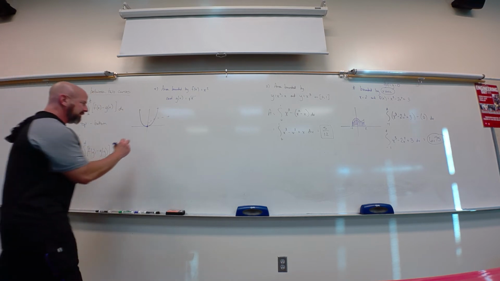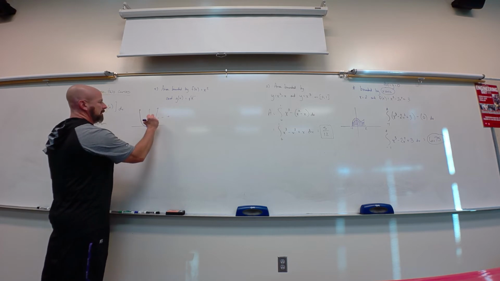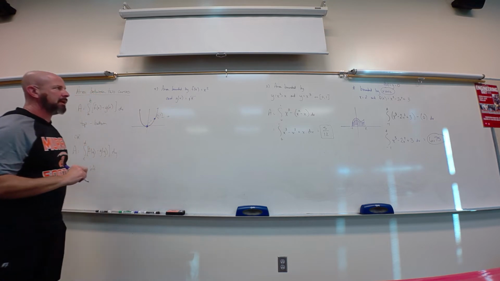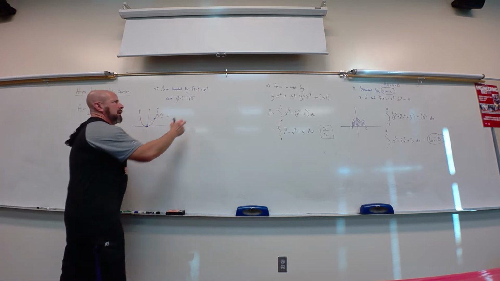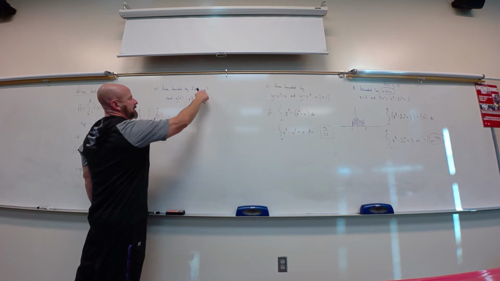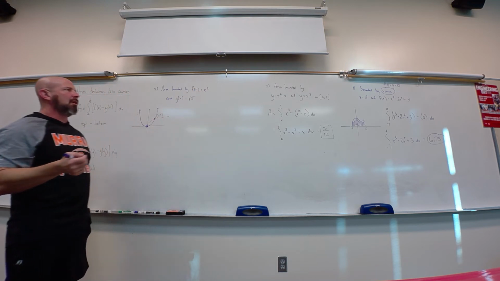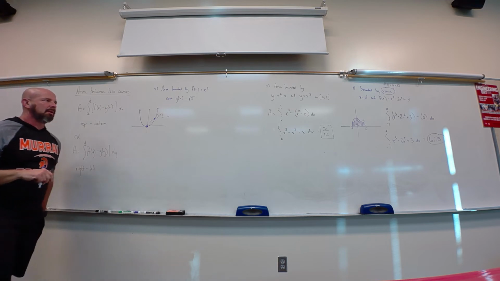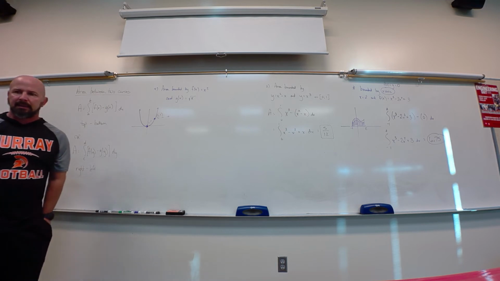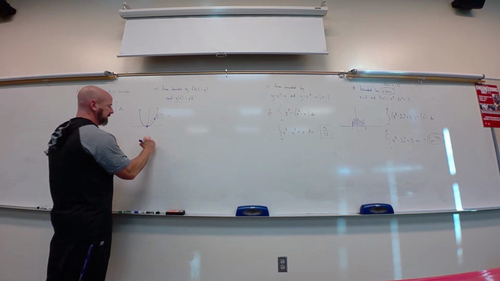I can look at a graph, and that would actually be the point 1. That's the point 1, 1. So I'd have that 0 to 1, or I can set these equal to each other. If I set them equal to each other and solve, I would get that 0 or 1. I'd get either one there. So just kind of take a look at that.